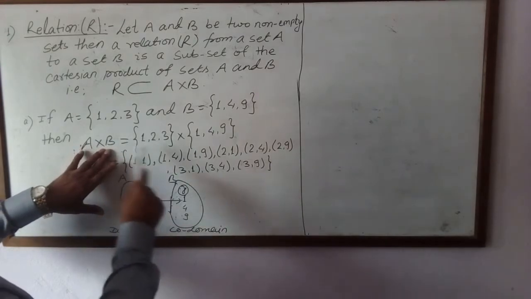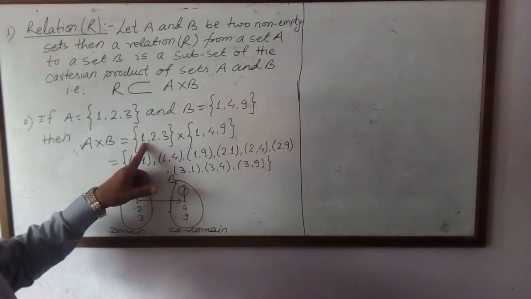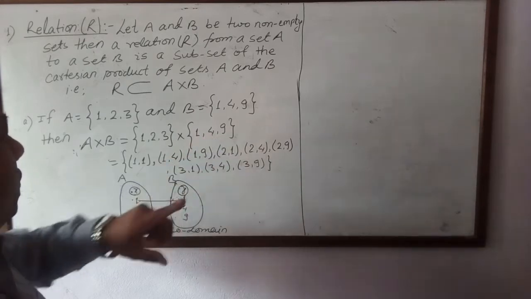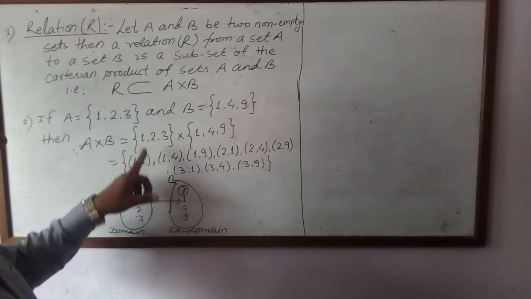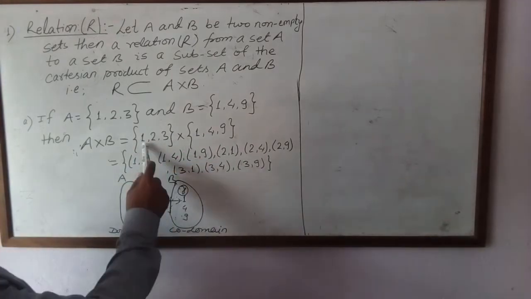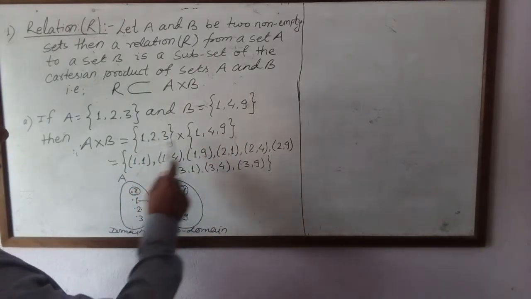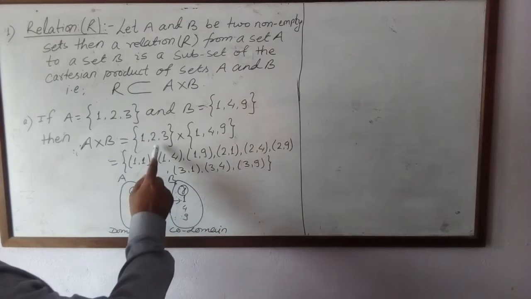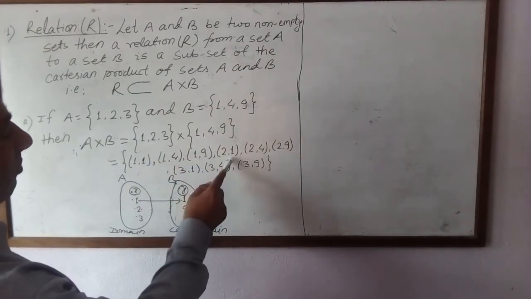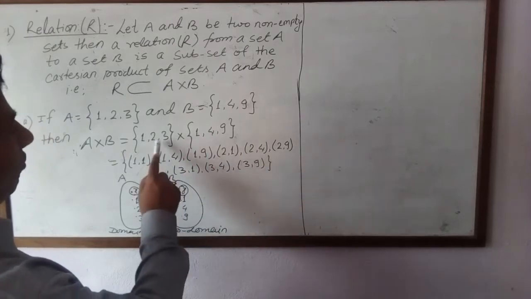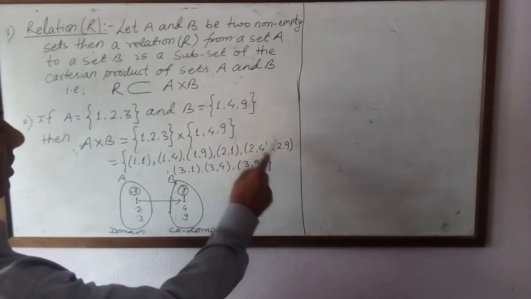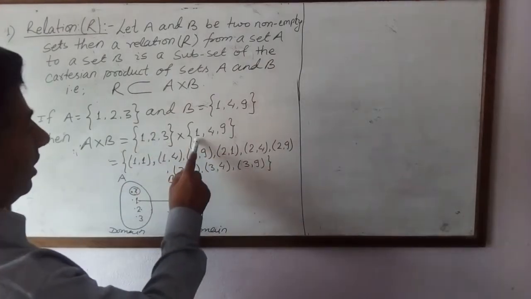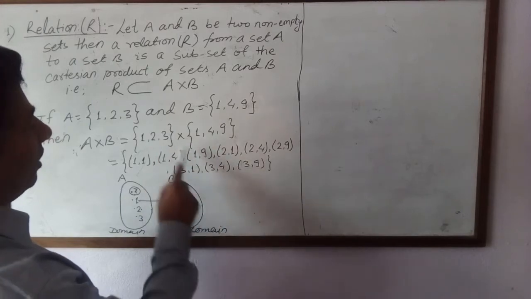Set A elements are 1, 2, 3, and set B elements are 1, 4, 9. Now 1 takes the elements of set B: 1, 4, 9. One ordered pair (1, 1), (1, 4), (1, 9). Similarly 2 gives (2, 1), (2, 4), (2, 9) as ordered pairs. Just like that we can find it with 3 also: (3, 1), (3, 4) and (3, 9).